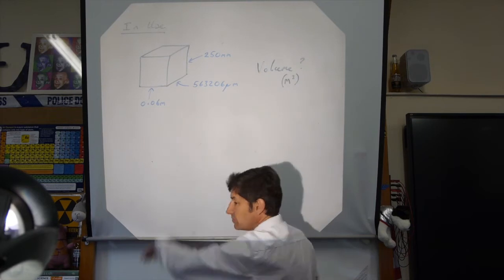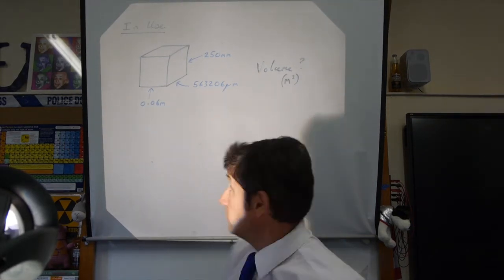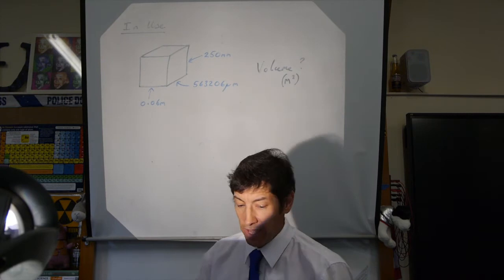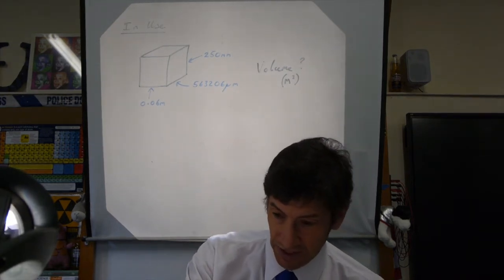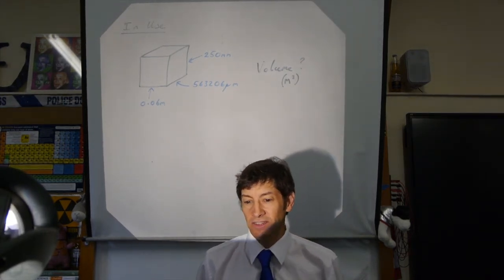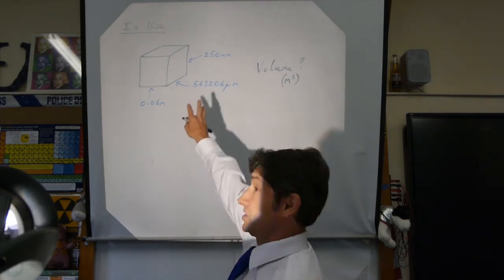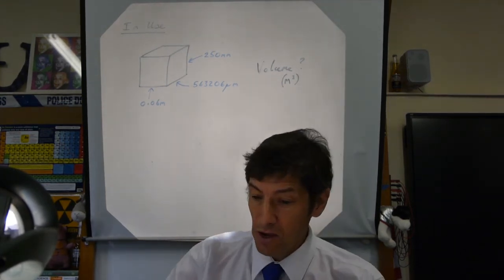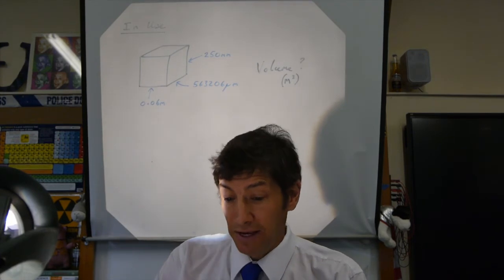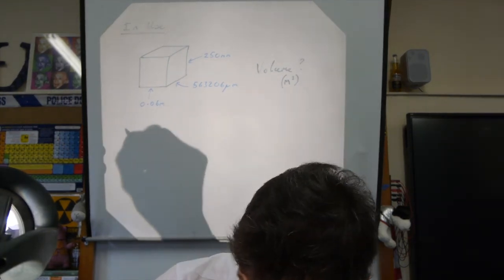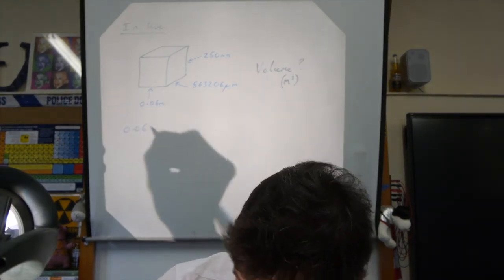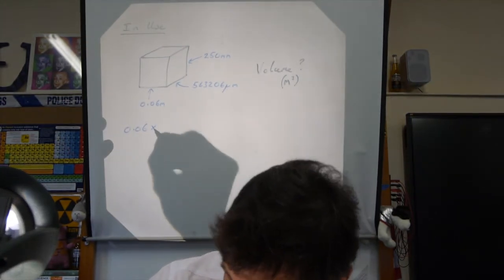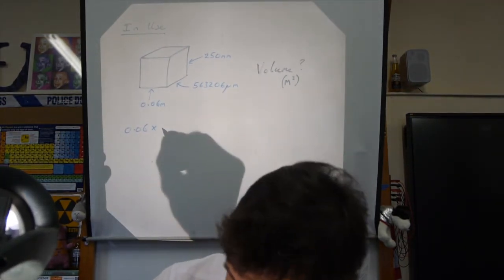I'm ranting. So what's the volume of this one? Let's do it all in metres. And some of you will notice just how easy that is. Not drawn to scale, I agree. Well, we just multiply the 3 together in metres. So it's 0.06 metres times by, should we do this one?